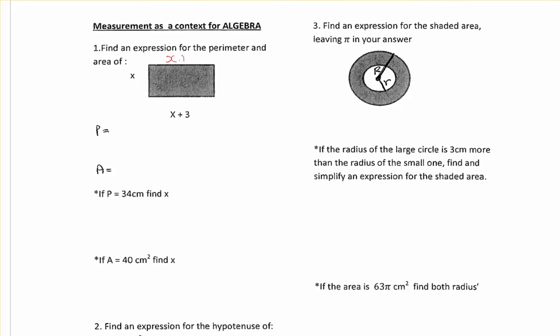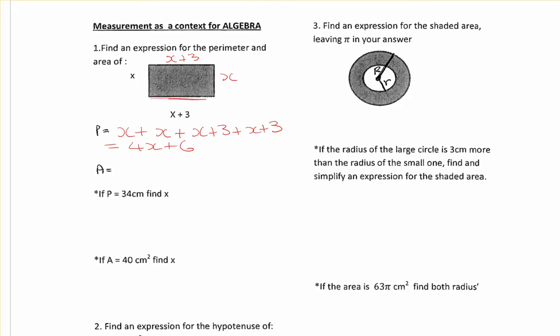so we could add the other sides. So the perimeter would be x plus x plus x plus 3 plus x plus 3. And gathering that all together, we get 4x plus 6.